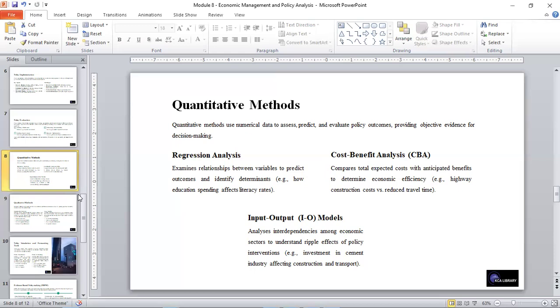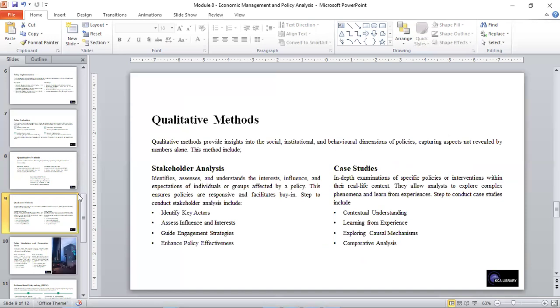Last is the input-output model, and this deals with analysis of dependencies among economic sectors to understand the ripple effect of policy intervention. An example of this is investment in the cement industry affecting construction and transport.